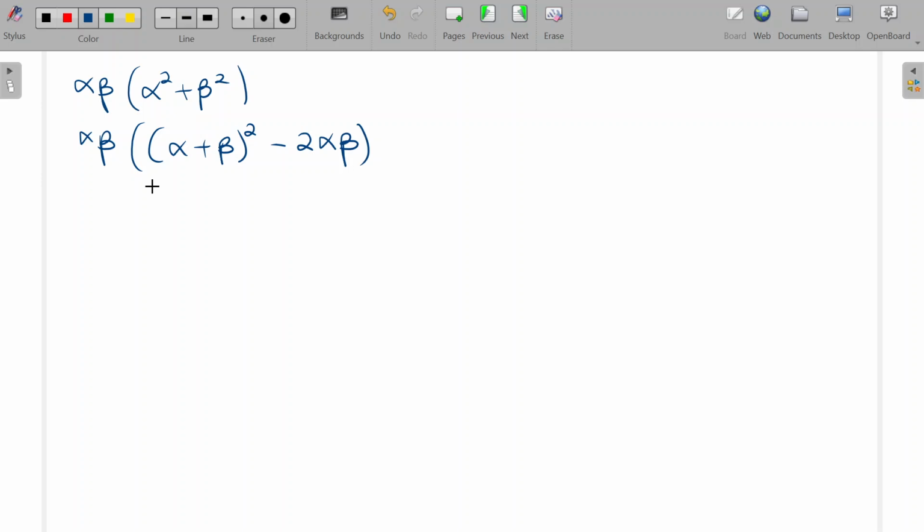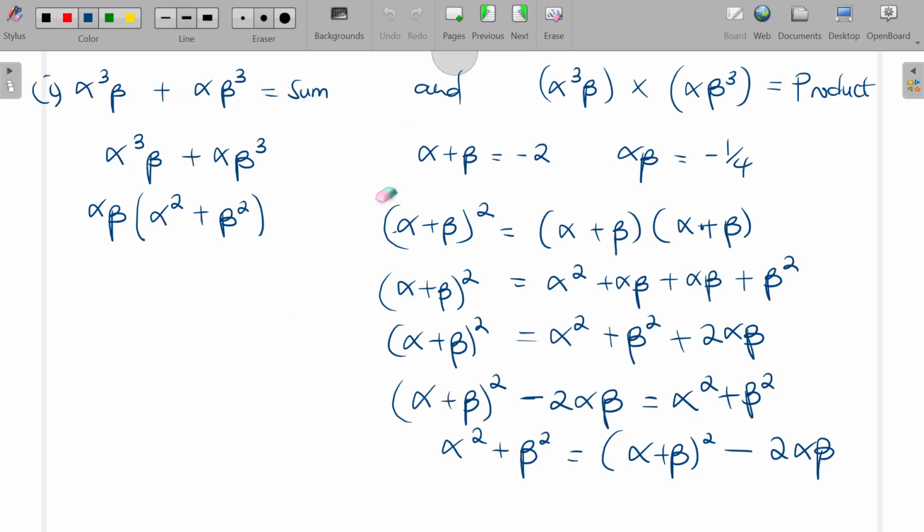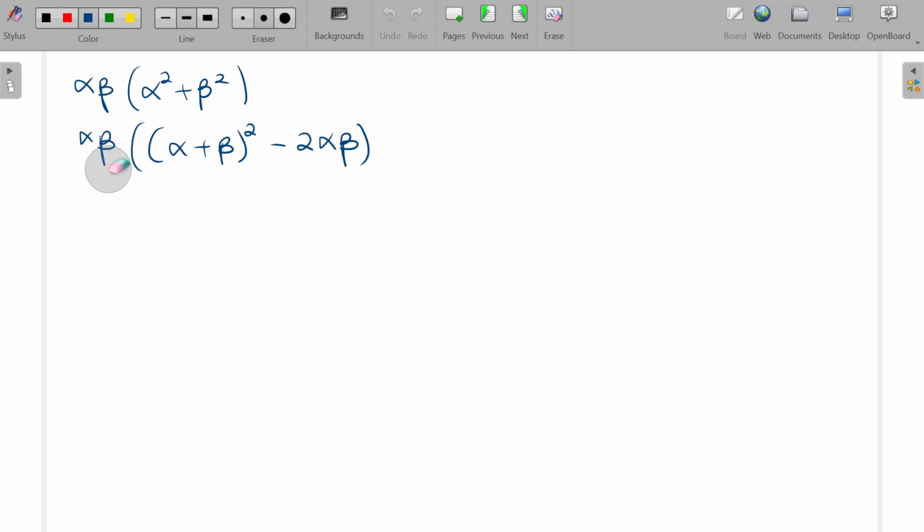So when you do that, you've replaced. Now you already know what alpha plus beta is. Okay, alpha plus beta is negative 2. Alpha beta is negative 1 over 4. So what you're just going to do here, you're going to start replacing. Okay, here you have alpha beta, so you're going to replace with what? You're going to replace with negative 1 over 4 here. Okay, then you're going to open the brackets. These are the main brackets. So let me just differentiate a bit on the brackets so that you don't get confused.